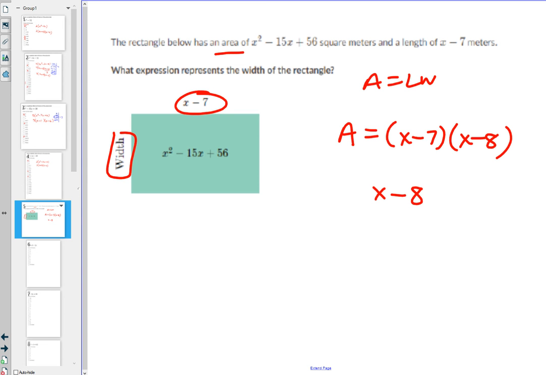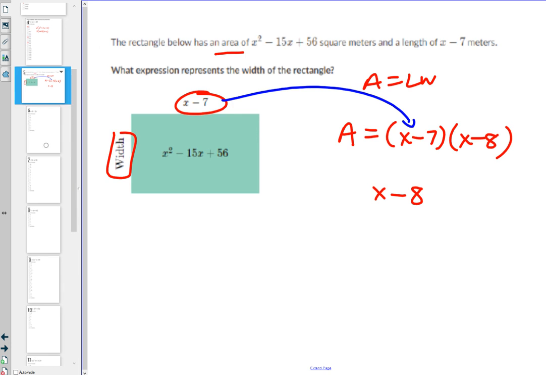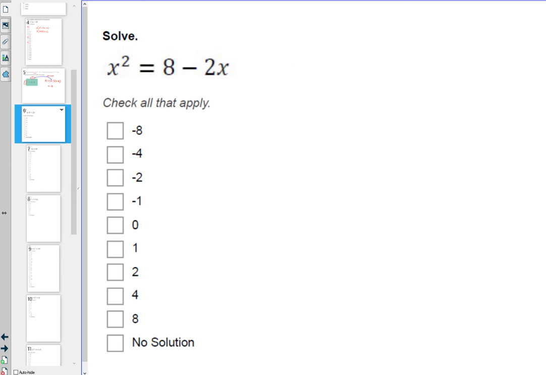They already told you that x minus 7 was given. Questions there? Okay, good, let's get to the equations.